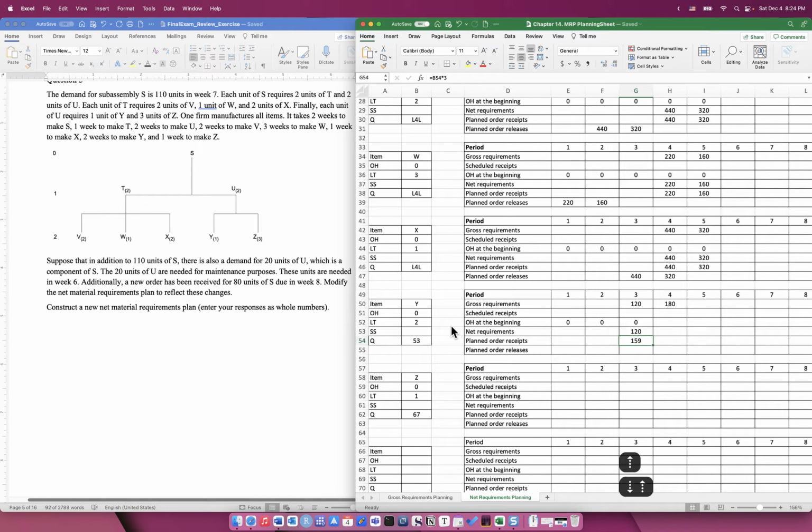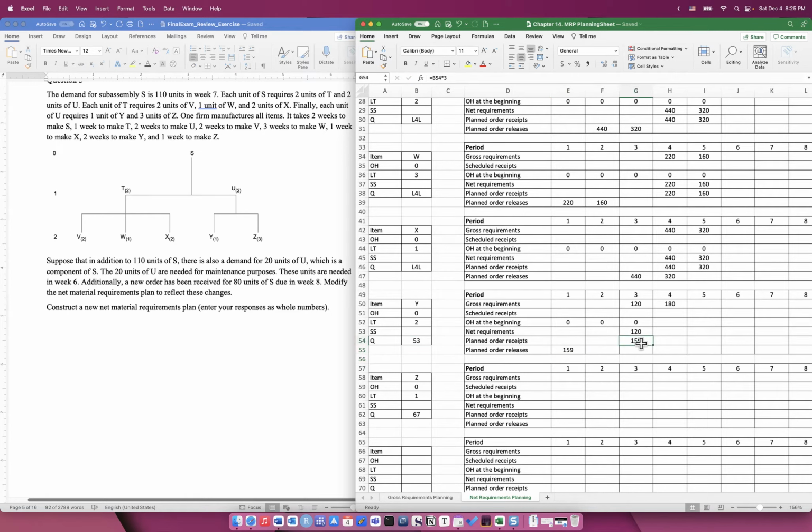Okay, this is a factor of 53. So you must order in a factor of 3 for the component Y, because there's an order quantity requirement. Okay, that is a twist I'm adding here. So lead time is 2 weeks, so you need to release 159, which is 3 times 53.